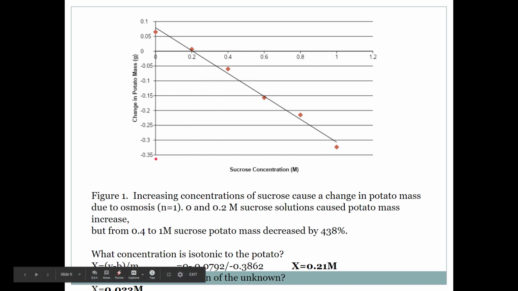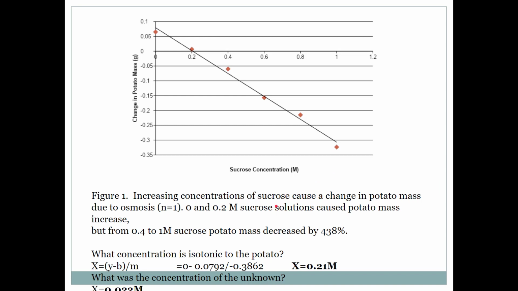So there are a couple of questions that are in your manual, number 10 and 11, that you'll need to answer in your manual, okay? Or you'll need to answer on your assignment. And those include 10 and 11, and then there'll be some additional questions I may ask on the worksheet. But the two questions are, what concentration is isotonic to the potato, and what is the concentration of the unknown solution? And the way you figure that out, there are two different ways. One way is simple but a little less accurate.